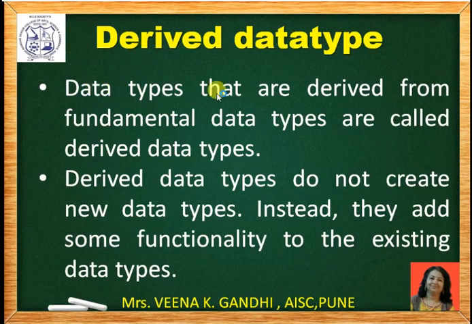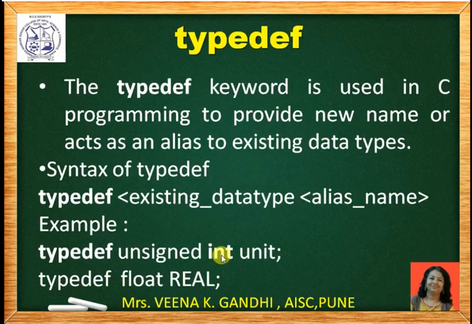Data types that are derived from the primary or basic data types are called derived data types. Derived types do not create new data types. Instead, they add some functionality to existing data types. Now, in derived data types, we use two keywords: typedef and enum.